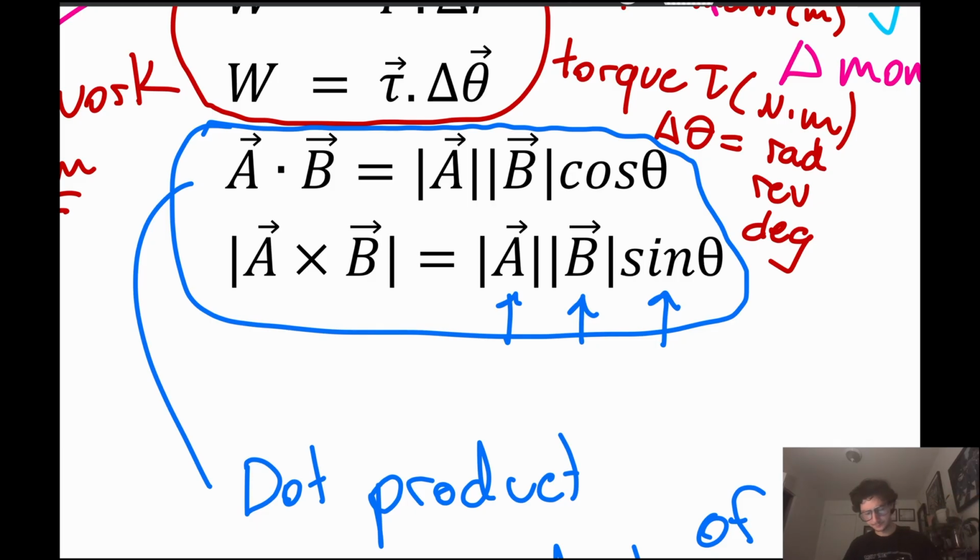So this equation over here gives you the magnitude of this third vector. Because the cross product eats two vectors and spits out a third vector, and a vector has a magnitude and a direction, this equation will give you the magnitude, and the right hand rule will give you the direction.